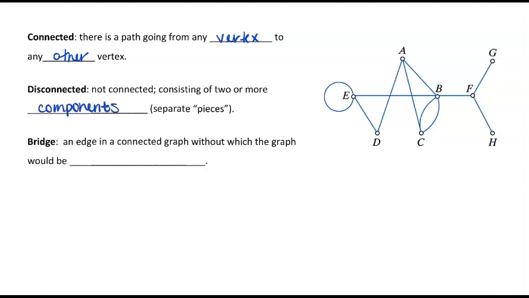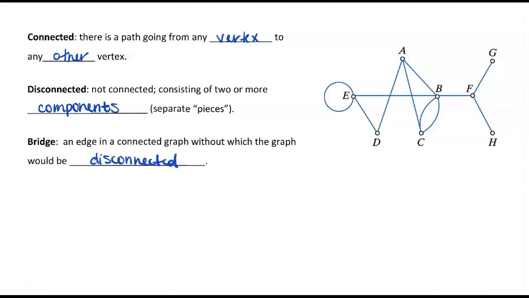A bridge is a specific type of edge in a graph. If you have a connected graph and you take out an edge and it becomes a disconnected graph, then that edge is considered a bridge. In other words, a bridge is an edge in a connected graph without which the graph would be disconnected.